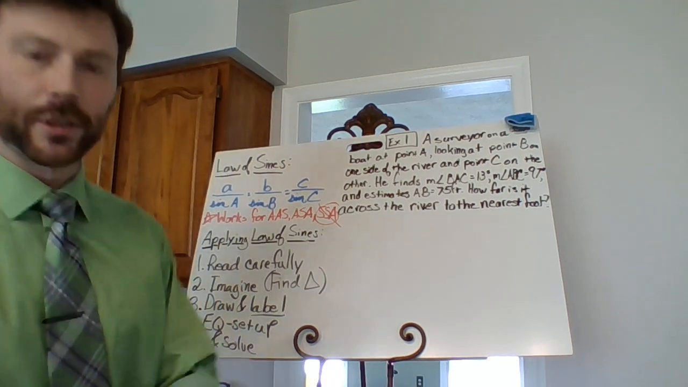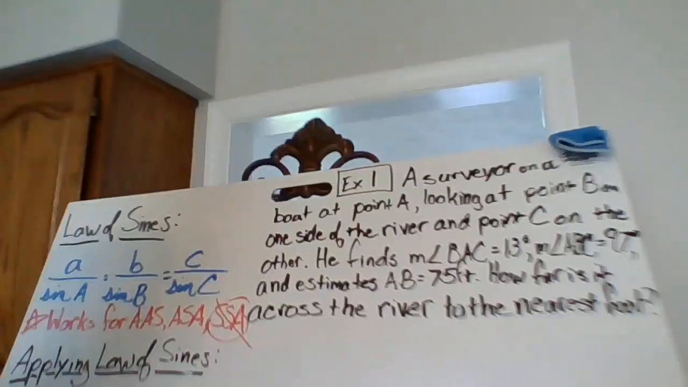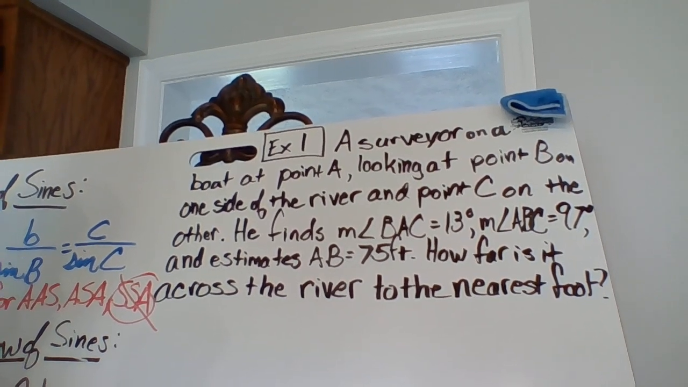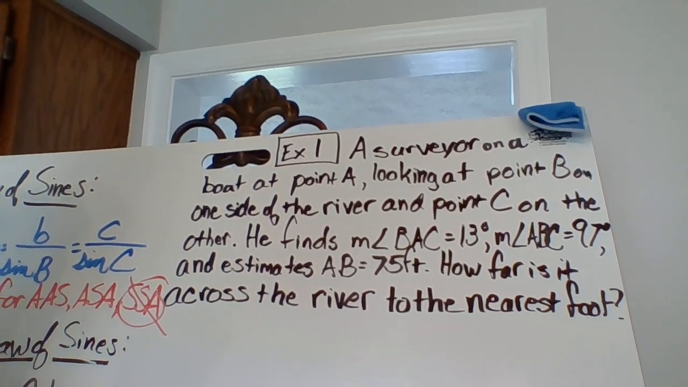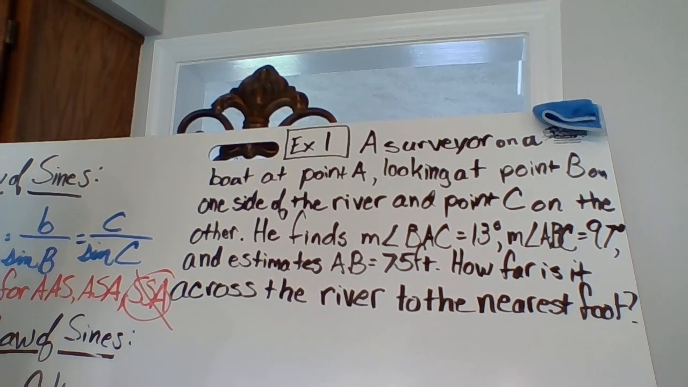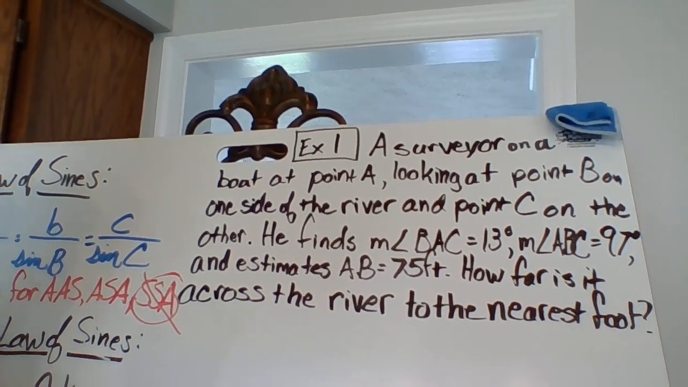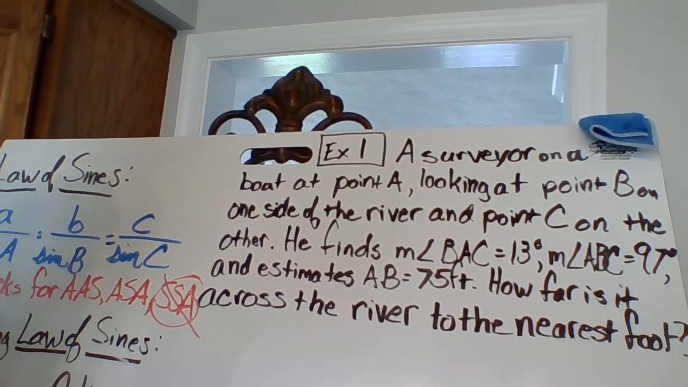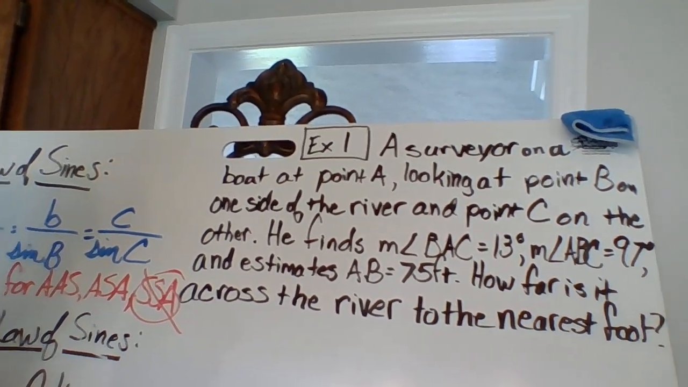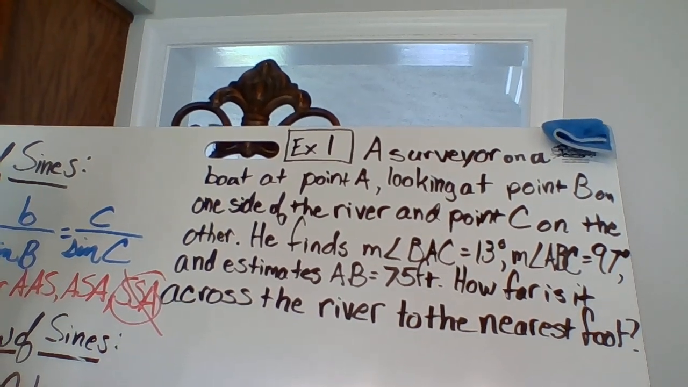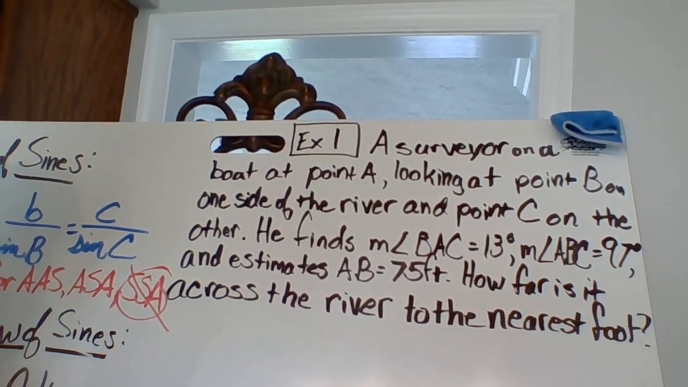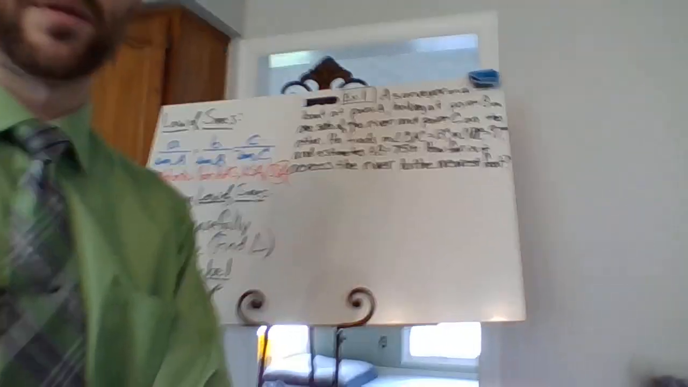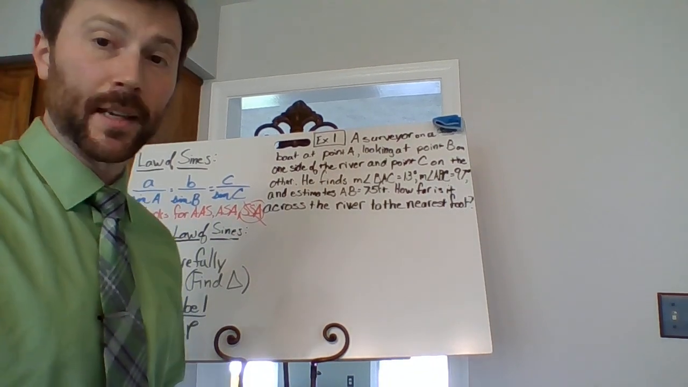So let's look closely at this story and bring you guys closer to it. A surveyor on a boat at point A is looking at point B on one side of the river and point C on the other side. He finds the measure of angle BAC to be 13 degrees. He finds the measure of angle ABC to be 97 degrees. And the distance from A to B is approximately 75 feet. How far is it across the river to the nearest foot? So we're going to round to the nearest whole number here. That's what they're asking us to do.